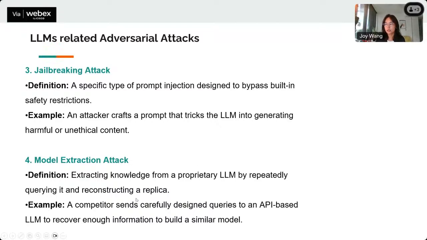Another type of attack related to large language models is called the model extraction attack. Different from the others, here a malicious user tries to extract the knowledge from a commercial large language model by repeatedly querying it and reconstructing a replica. Assuming you are a model owner who trained a large language model using a lot of computing resources and your own user data, this is a valuable information asset that shouldn't be exposed to anyone else. If someone else can extract the knowledge from the model's parameters, they can make a duplicate. For example, a competitor sends carefully designed queries to an API-based large language model to recover enough information to build a similar model for their own profit.